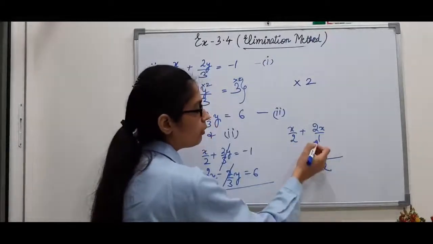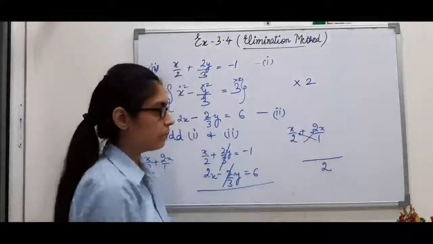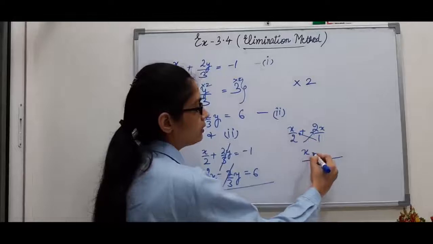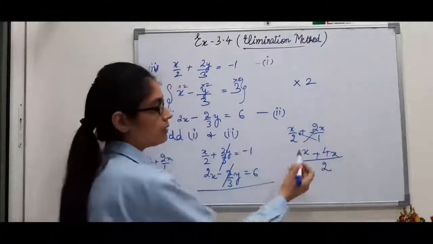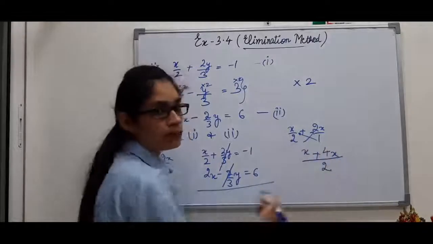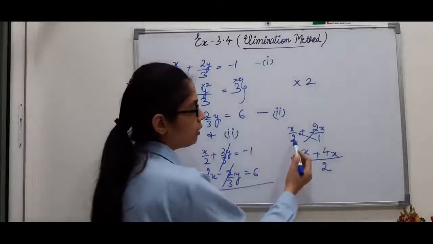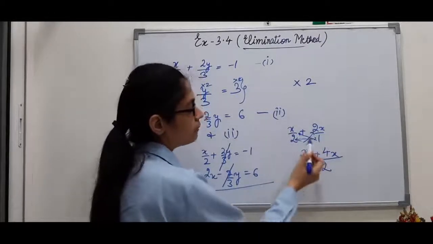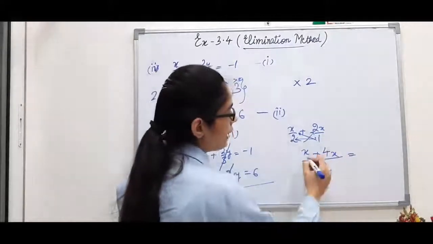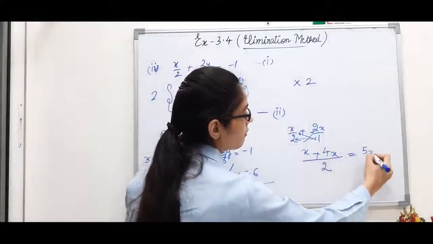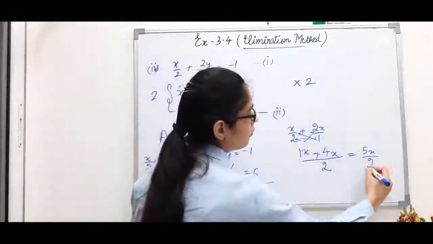LCM will be 2. Now I will do cross multiplication to make sure the upper terms also remain the same. 1 into x will be x and 2 into 2x will be 4x. This is only for the case when the denominators of both fractions don't have any common factor other than 1. First you multiply the two to find the LCM, then you do cross multiplication for the upper terms. So it will be x plus 4x, which is 5x. 1 plus 4 will be 5, you write x as it is, and with 2 you can write it.